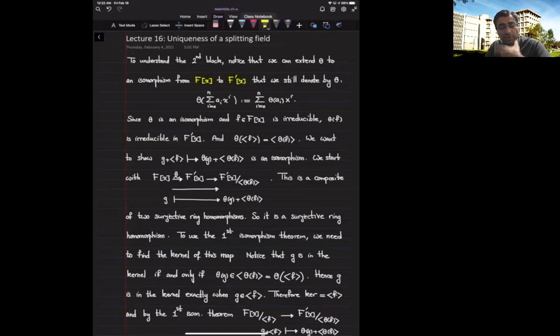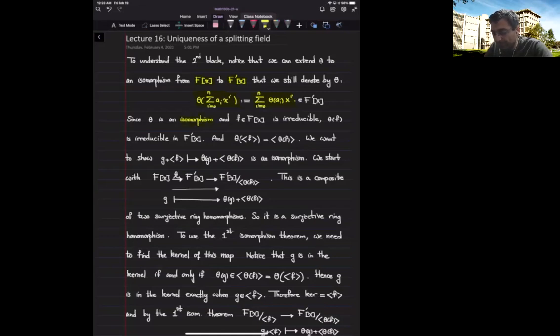So when I give you a binomial with coefficients inside F, I can apply this translator, this isomorphism, to the coefficients of this binomial and end up getting a binomial with coefficients inside F prime. And it's straightforward to check that it is in fact a ring homomorphism in general, but because theta is a bijection, this map is also a bijection, and therefore this is an isomorphism between these rings of binomials.